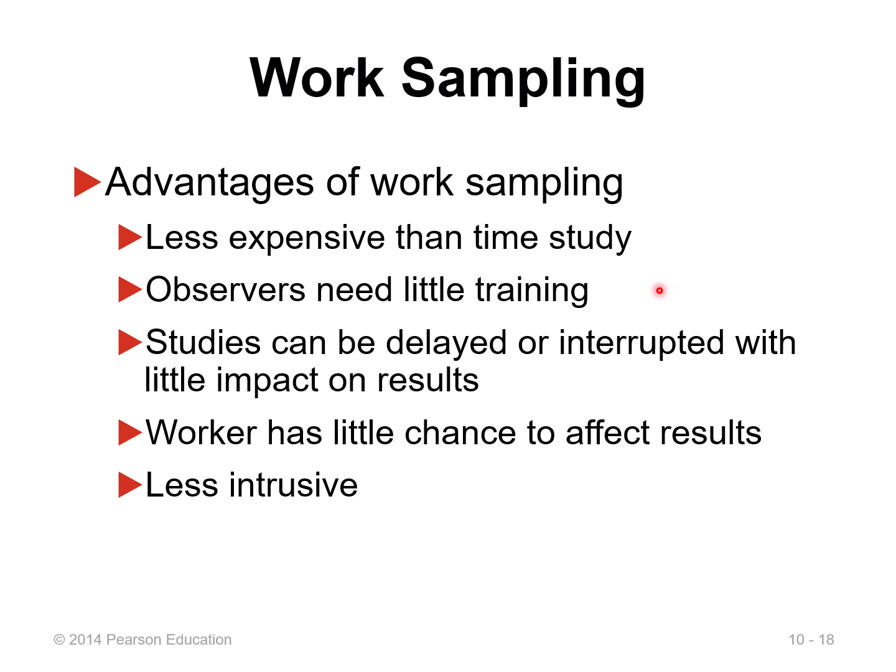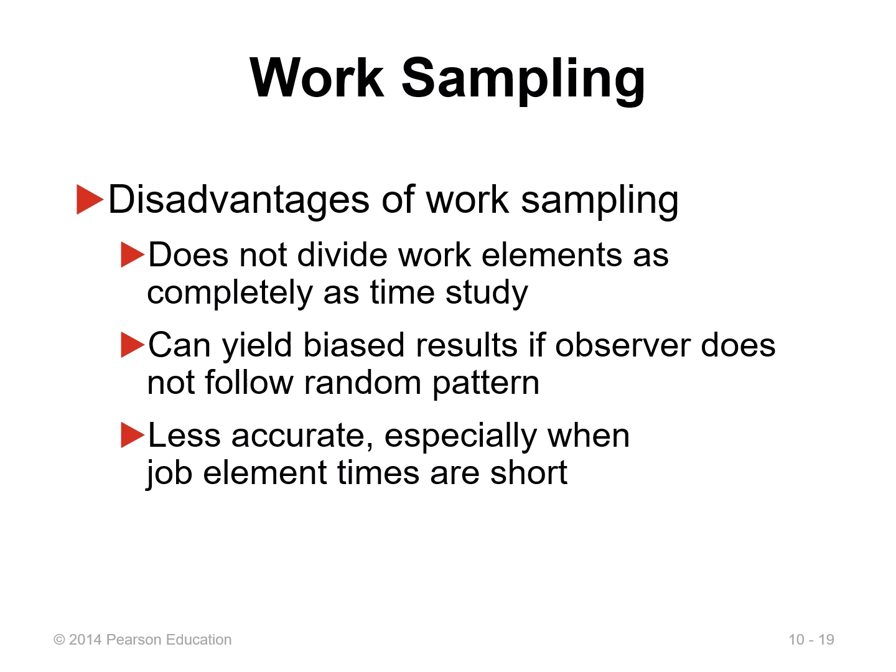However, work sampling also has limitations. It is less precise in breaking down tasks compared to time studies. There is potential for observer bias if random sampling is not maintained, and it is less accurate when tasks are very short or highly repetitive. So for highly detailed task analysis, a combination of work sampling and time studies may be the best approach.